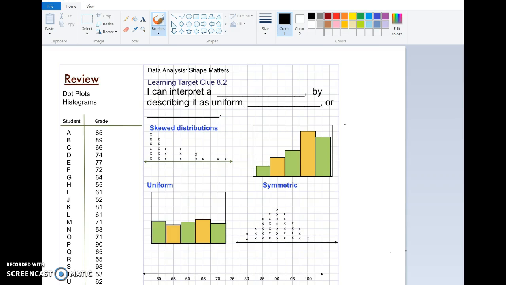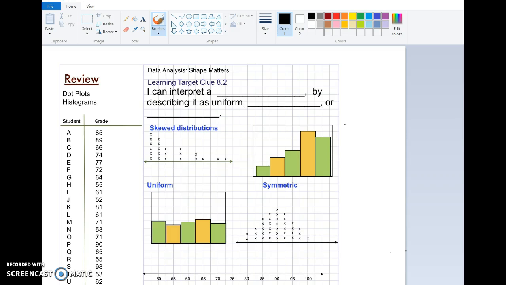And this is all about interpreting data and being able, when you're looking at a histogram or a dot plot or a line plot, to describe the representation, the distribution, and determine whether it's skewed, uniform, or symmetric. So let's go ahead and start by first writing in our learning target.